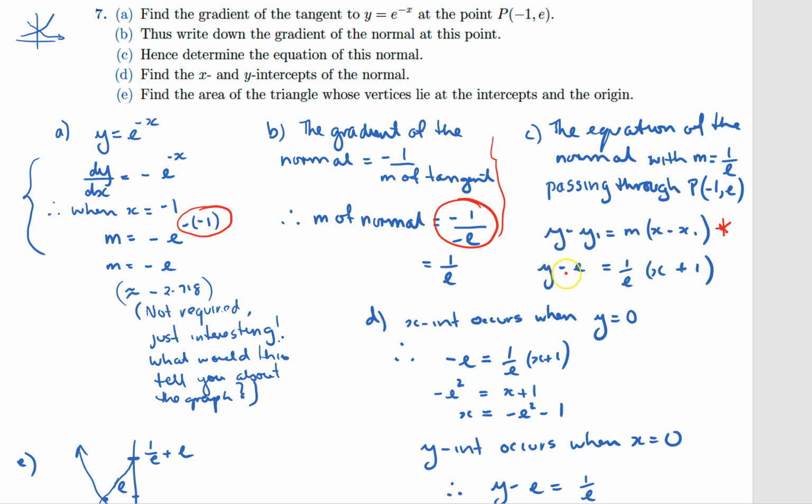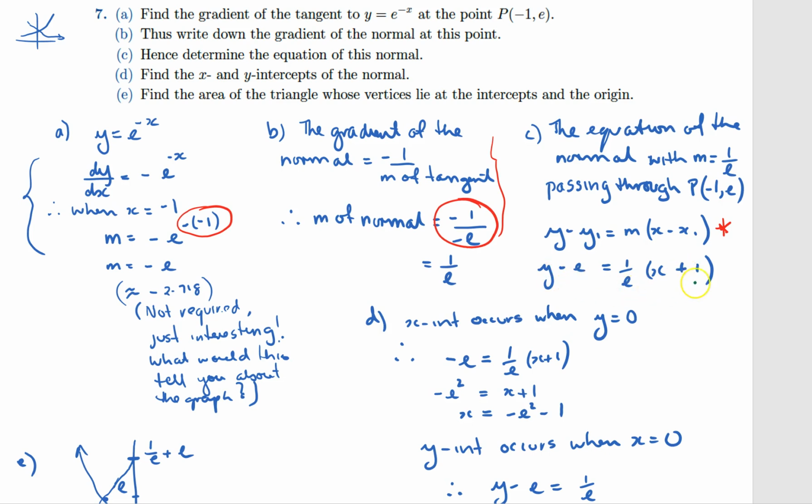So y minus y1 is e. M, we've just worked that out, is 1 on e, and we've actually stated it here, so we're more likely to get it correct. X minus x1, well, x minus minus 1 is x plus 1. You can leave it in that form.